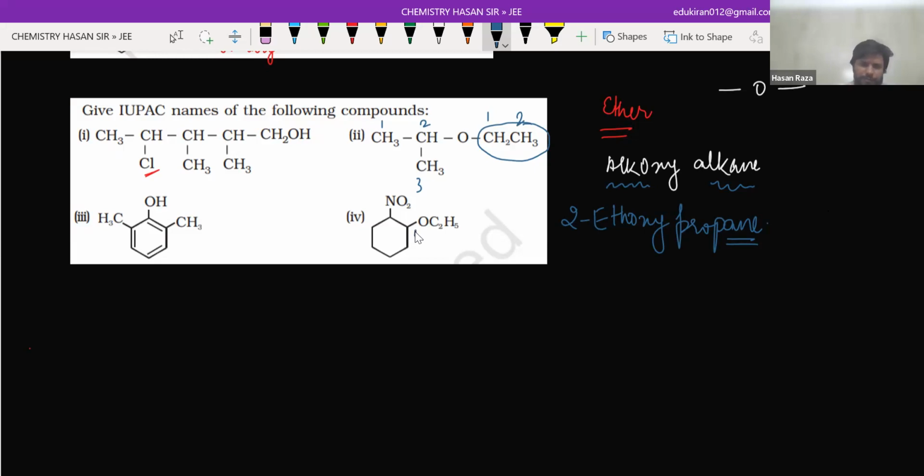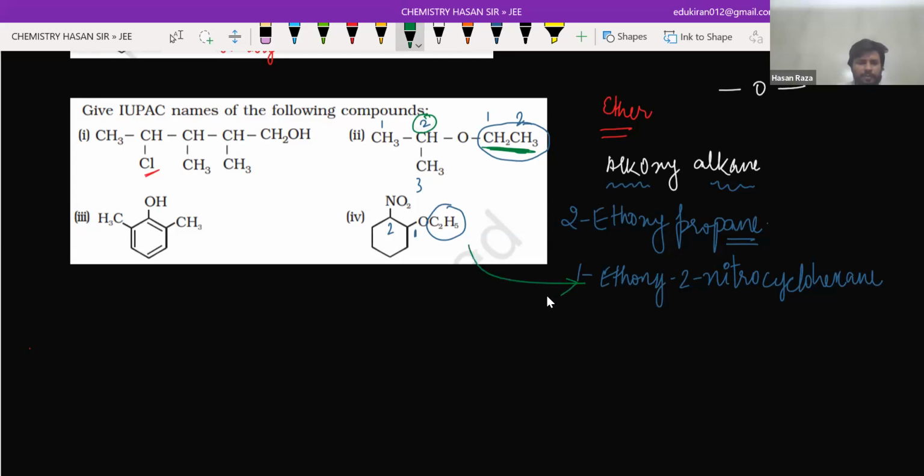For this, you can see 1, 2. So at 1, this is your ethoxy. So its name will be 1-ethoxy-2-nitrocyclohexane. Sir, why 2? Because we need to give the position as well, na? At the second carbon you can see the nitro group. It is ethoxy at position 1. Got it, Shahid? And this is the name of this.